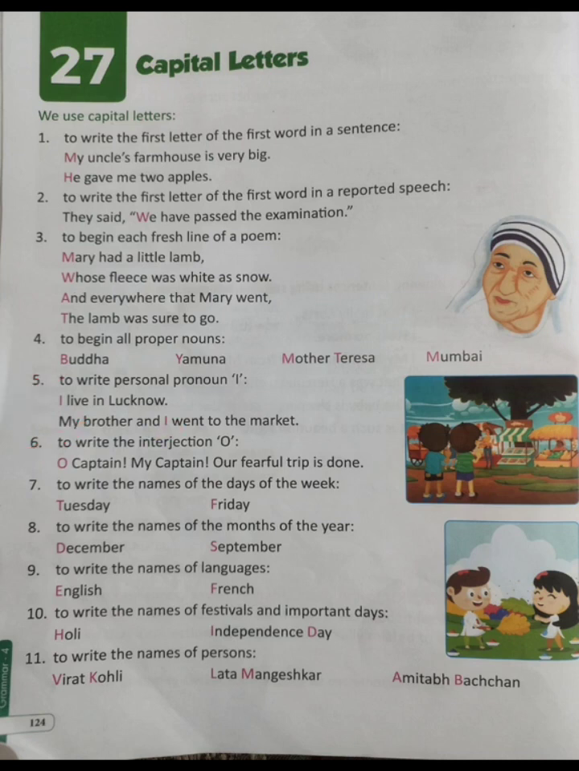Then now next, rule number 6. To write the interjection O. Always use a capital letter to write the interjection O. I hope that was clear, the 6th rule. And what is an interjection? I already explained to you. So these were the 6 rules where we use capital letters.